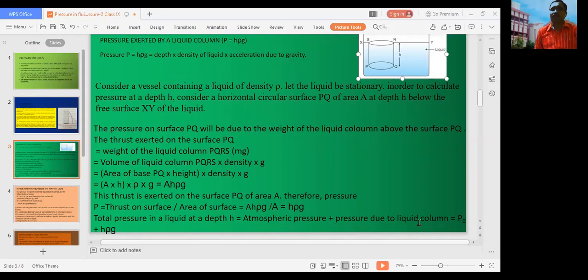If we consider atmospheric pressure as P naught, then P naught plus h rho g is the total pressure in a liquid at a depth h. So the total pressure in a liquid column at a depth h is equal to atmospheric pressure plus the pressure due to the liquid column, that is P naught plus h rho g.